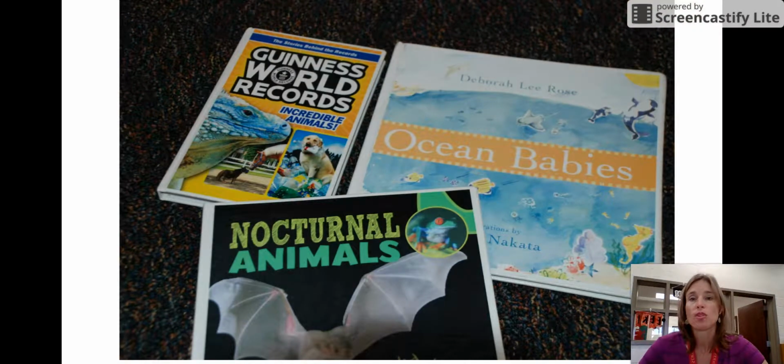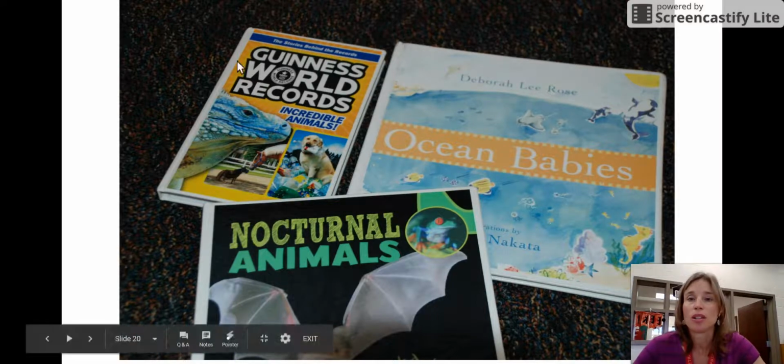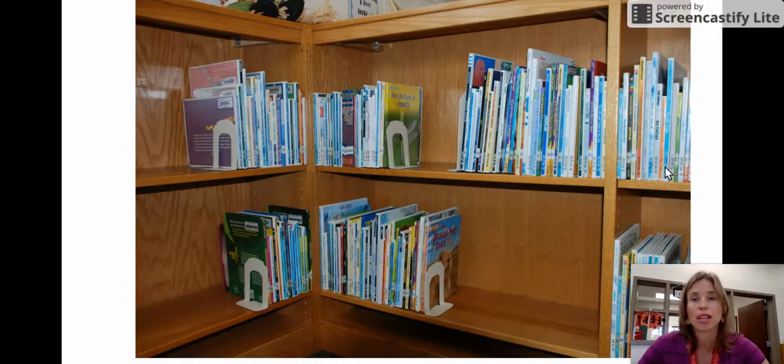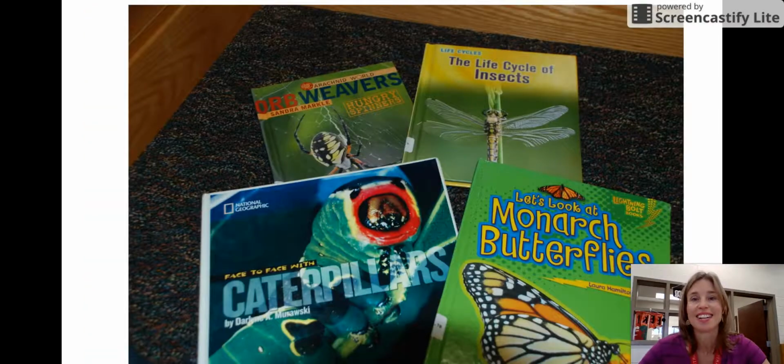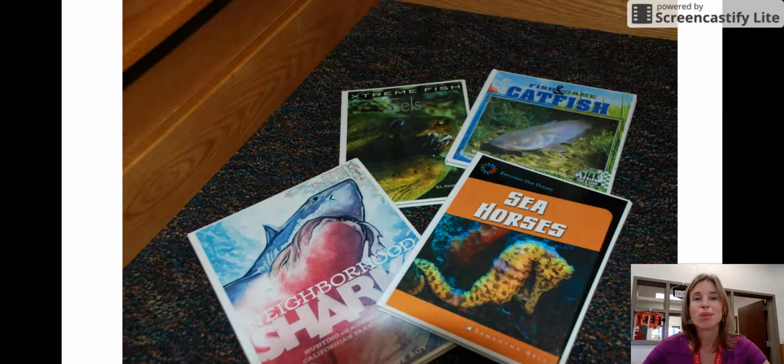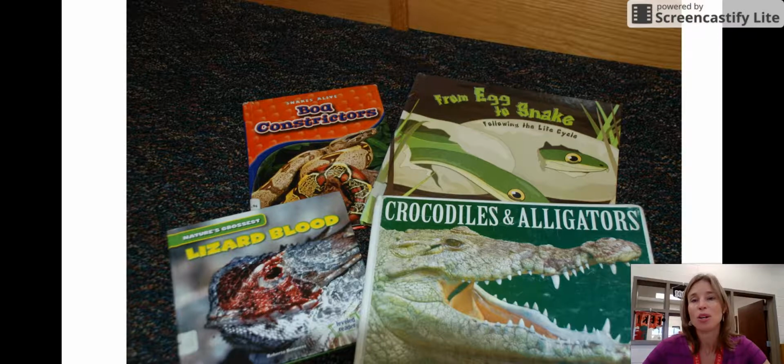Let's look at a sampling of more of these. We have a facts book, Guinness World Records about incredible animals, ocean babies, nocturnal animals. These are the books running along this last long section in the 500s. A kookaburra, tapeworms, jellyfish, what's eating you, parasites on the inside. The life cycle of insects, monarch butterflies, orb weavers, caterpillars. We have sharks and catfish and eels and seahorses, crocodiles, boa constrictors, snakes, lizard blood.